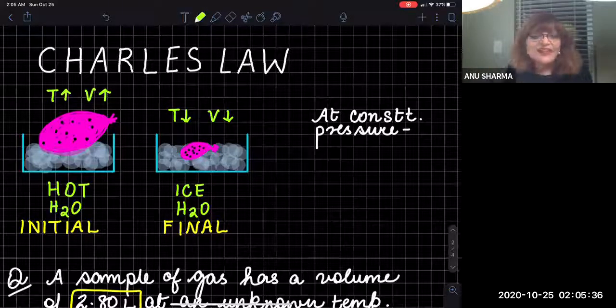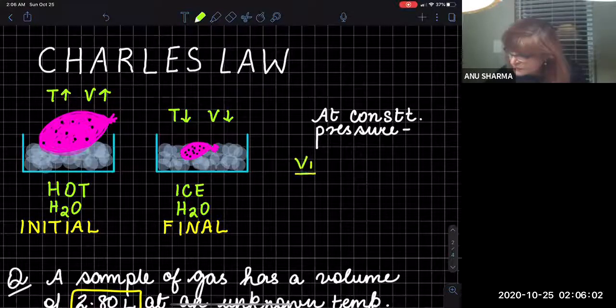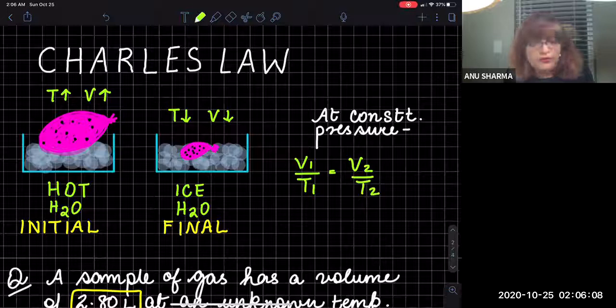Hi guys. Okay, so we are looking at the problems that relate to Charles' law, and Charles' law deals with the volume and the temperature relationships. If you increase the temperature, the volume goes up, and when you decrease the temperature, the volume goes down. At a constant pressure, we observe this phenomenon, and this relationship is expressed as V1 over T1 is equal to V2 over T2. And that is the formula for Charles' law.